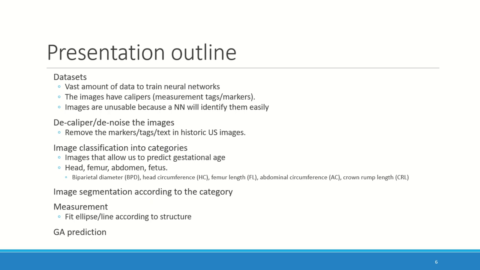So, the outline of my presentation: first, I'm going to talk about the datasets, all the datasets that we have to train our deep learning algorithms. The issue is that historic image datasets contain calipers. They may contain measurement tags or markers that have been put by expert sonographers. These markers or tags will render these images unusable to train neural networks, because a neural network will learn to identify these easily.